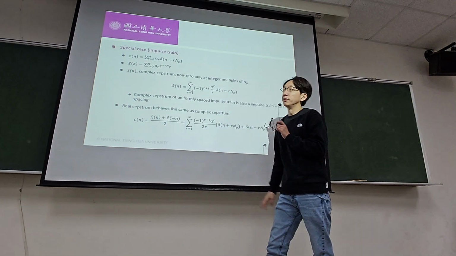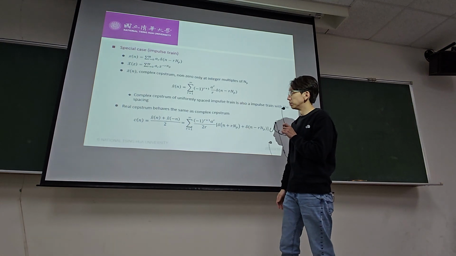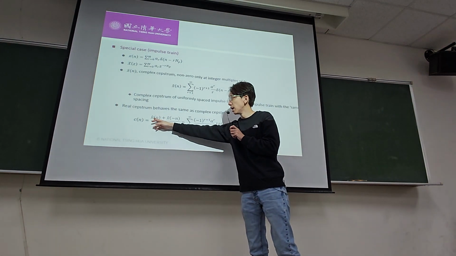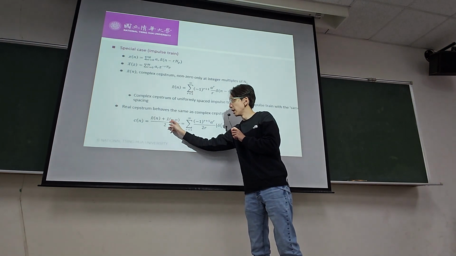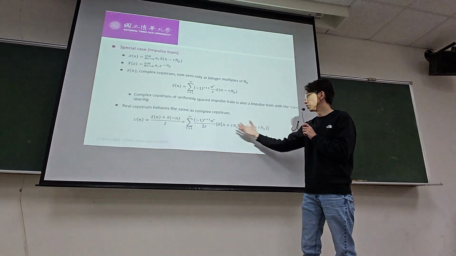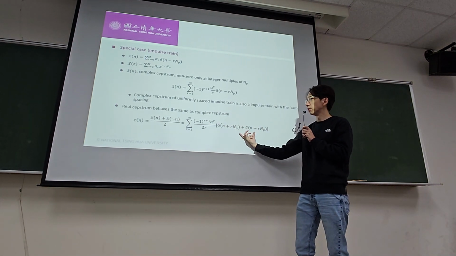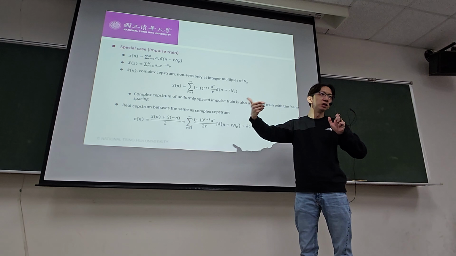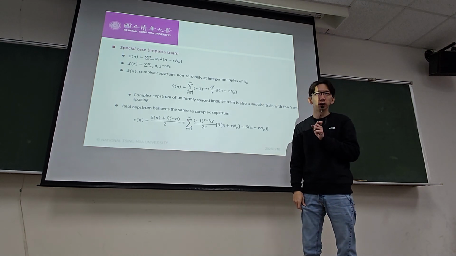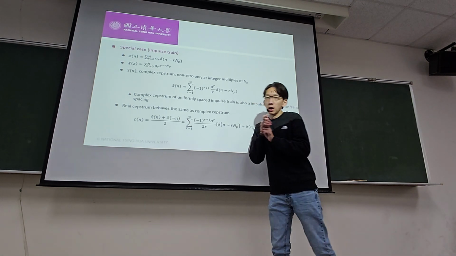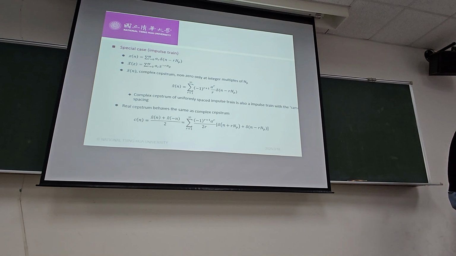The real cepstrum will have the same behavior as the complex cepstrum. Basically you have x hat of n plus x hat of minus n, divided by 2. And you just have these two things with the same period, you add them, and you still have the same periodicity within your cepstrum. Okay, so these are some of the things you want to know.